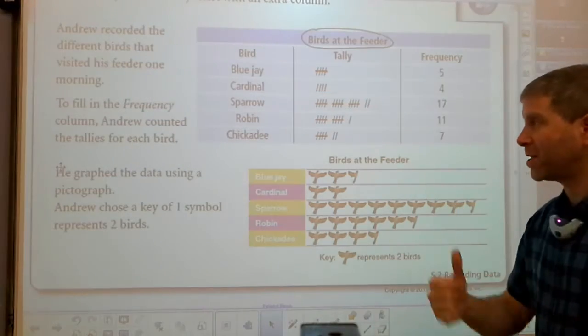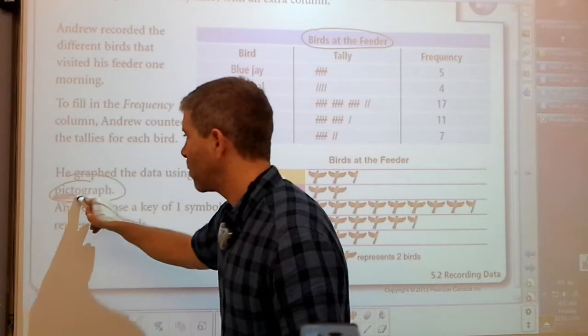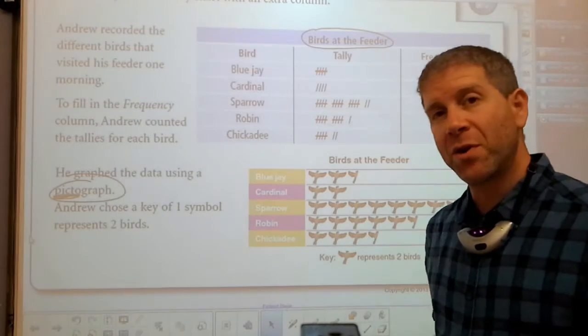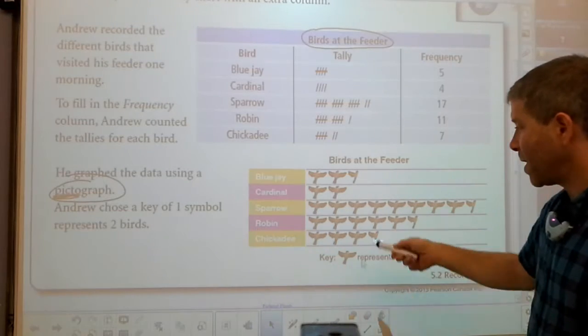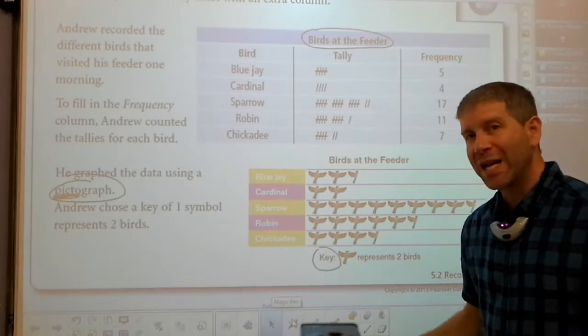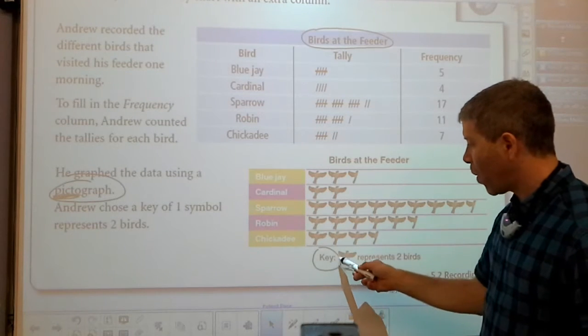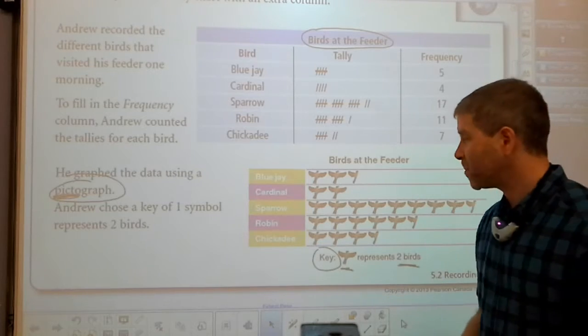For example, the pictograph. Okay? Pictograph. And in the word pictograph you can see the word picture. So it's a graph, which is a representation of your data in a visual form, but with pictures. And you always have a key which tells you what the picture represents. So in this case, one bird represents 2 birds. So the picture of one bird represents 2 birds.